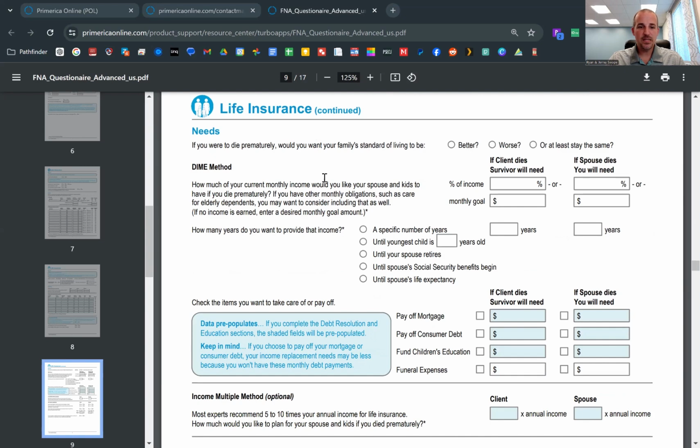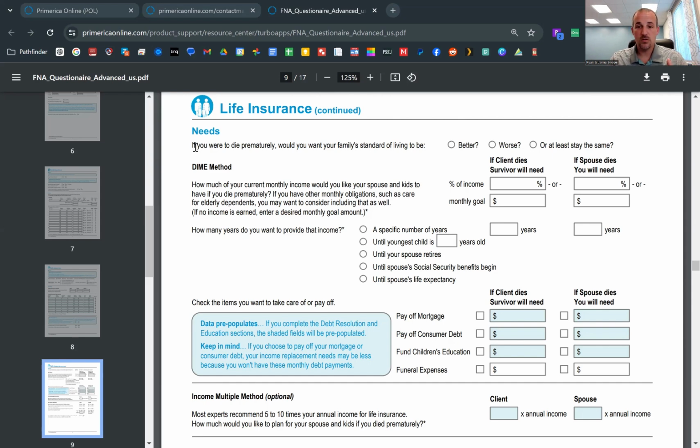So, life insurance needs. One thing we do is the DIME method: debt, income, mortgage, expenses, or education, some people say. Here is also a simple question to figure out where their mindset's at, what kind of lifestyle they want to leave their family. It's also just another way to get them engaged. Hey, if you were to pass away prematurely, would you want your family's standard of living to be better, worse, or at least stay the same?